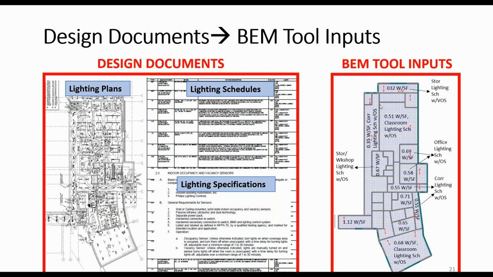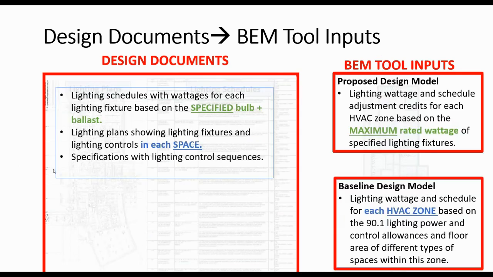And for the proposed design, you'll need to model schedule adjustments. So this is just to illustrate that there are intermediary calculations that need to be performed in order to transfer from here into the building energy modeling tool. And with lighting, the design documents provide schedules, so fixture schedules, with wattages for each of those fixtures that are typically based on the specified bulb and ballast. The design documents also have lighting plans, which show you the fixtures and specified controls in each space. And then if they're not on the design drawings, the specs can and often do clarify the actual lighting control sequences. Okay, so that information is in the design documents.